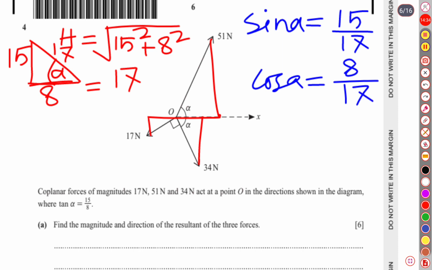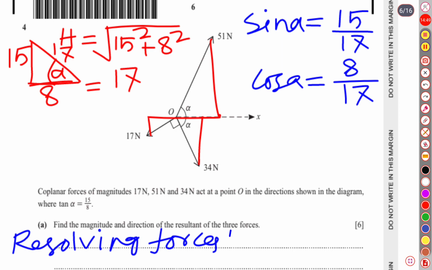Now we will have to resolve the forces. First, let us resolve the forces horizontally. So, resolving forces horizontally.